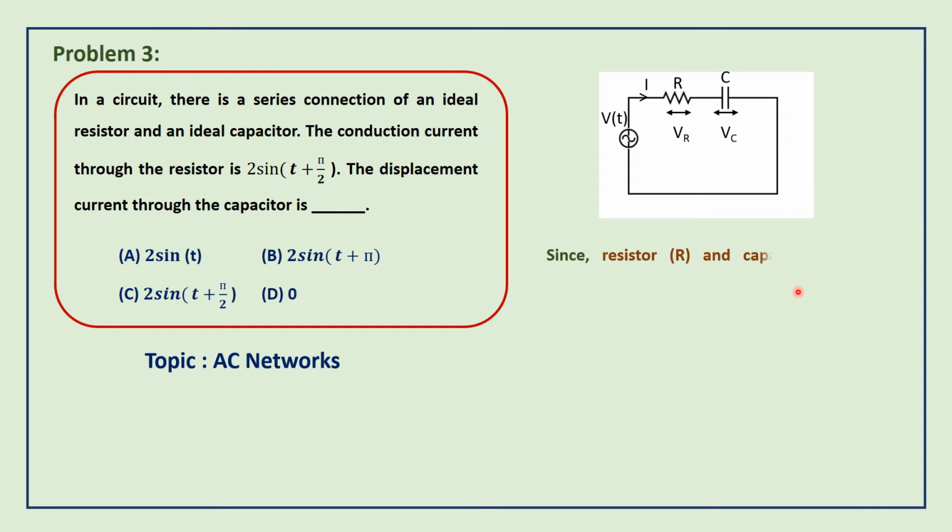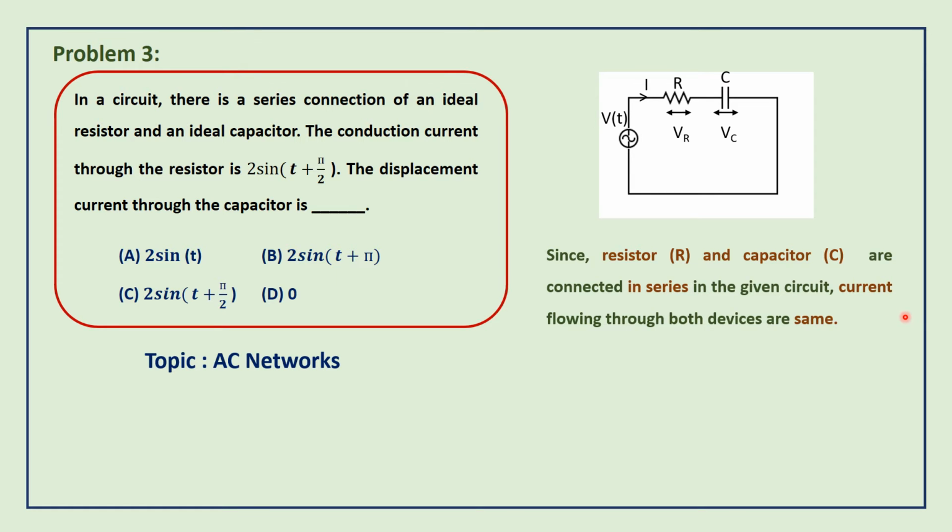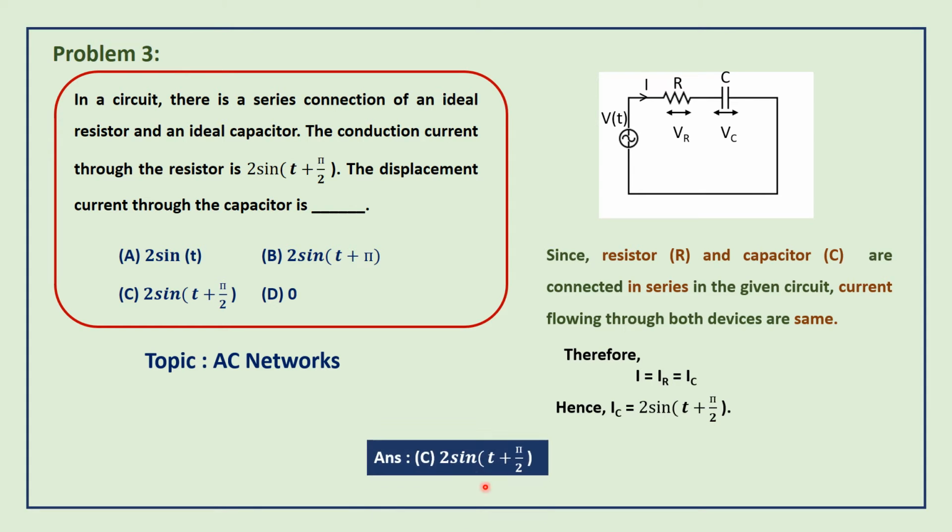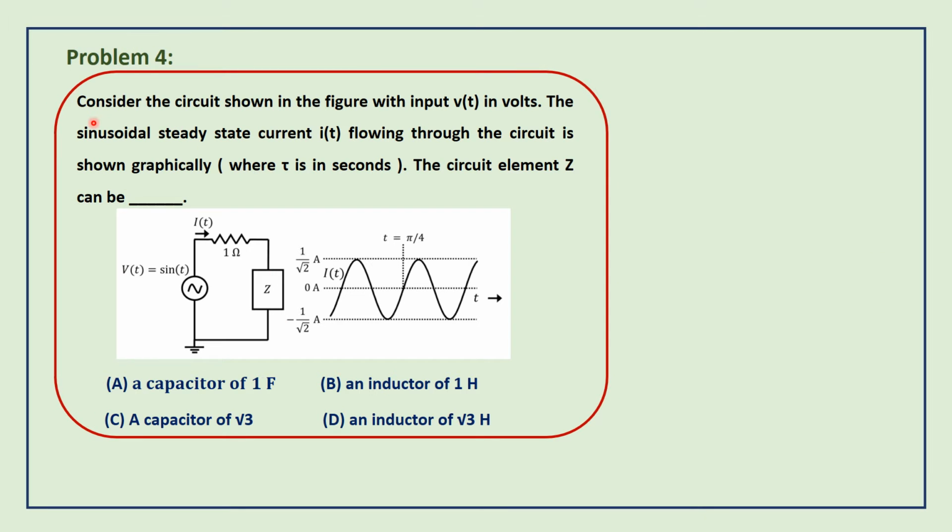Since the resistor and capacitor are connected in series in the given circuit, the current flowing through both the components will be the same. Therefore, we can represent I = IR = IC. IR is given as 2 sin(t + π/2), so the same answer will be there. The same answer is given in option C, so option C will be the correct one. Hence, the current through the capacitor is IC = 2 sin(t + π/2), which is given in option C. This is one of the easiest problems. Let me move on to the next problem.